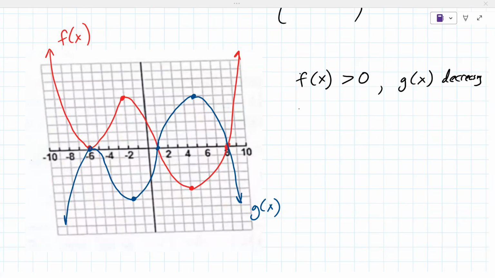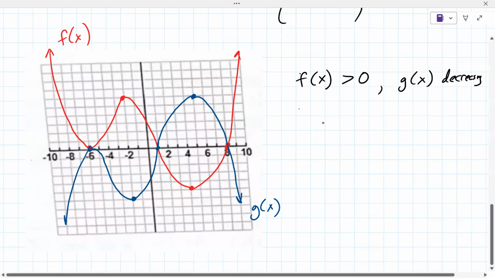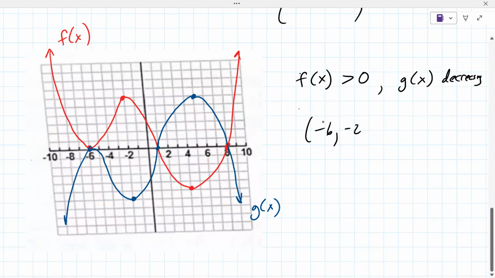All right, I got it finally. Okay. Tell me the intervals here. Negative six comma negative two, negative six to negative two, and eight to positive infinity. That is correct. Yeah.